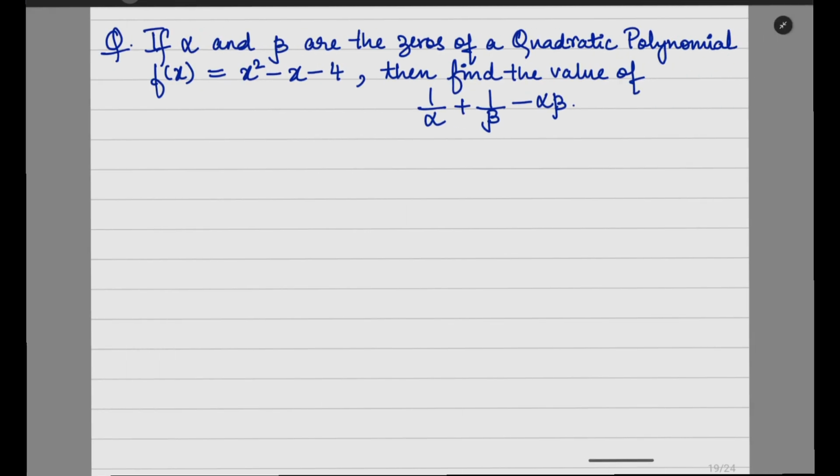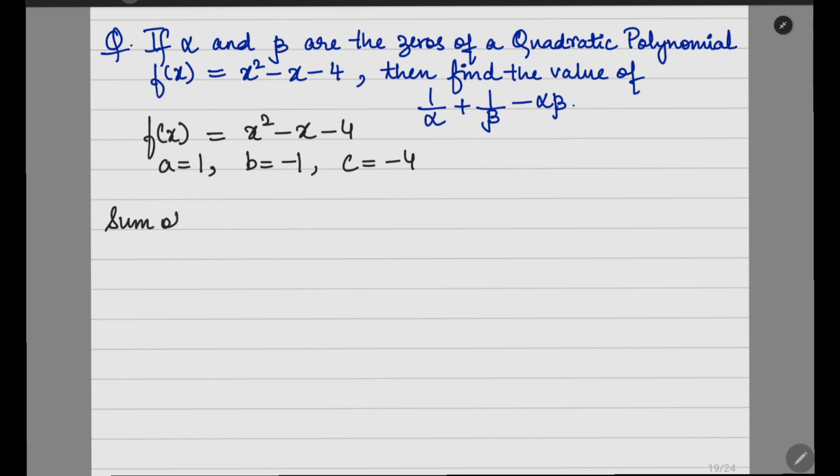Okay. Next question. If alpha and beta are the zeros of the quadratic polynomial, first let's find out what is alpha and what is beta. Then find the value of 1 by alpha plus 1 by beta minus alpha beta. Again, very easy. But for this, first of all, find out what is A, B and C. The given polynomial is f of x equal to x square minus x minus 4. A is 1, B is minus 1 and C is equal to minus 4. What is the sum of the zeros?